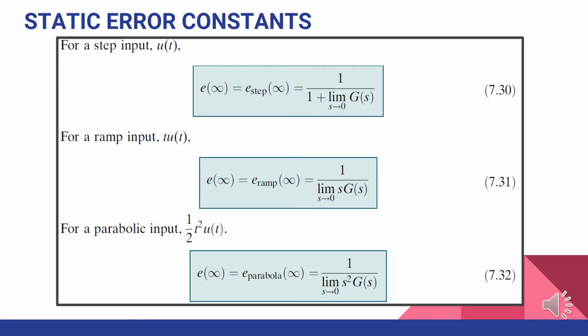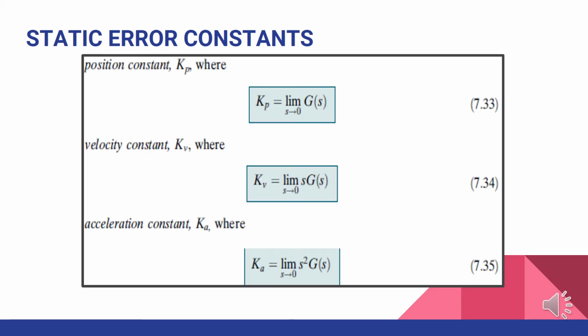For a ramp input t u of t, e infinity is equal to e ramp infinity, which equals 1 over the limit of s G of s as s goes to 0. For a parabolic input, 1/2 t squared u of t, e infinity is equal to e parabola infinity, which equals 1 over the limit of s squared G of s as s goes to 0. We could use this later for solving static error constants in the problem.